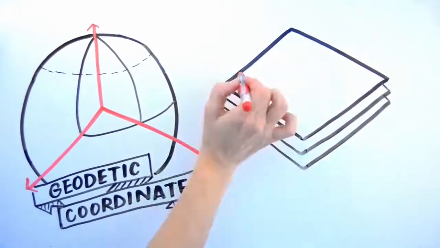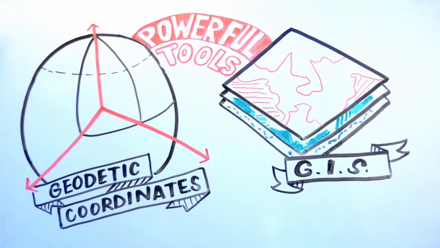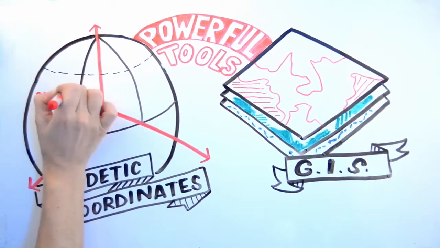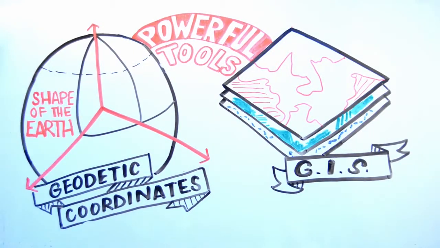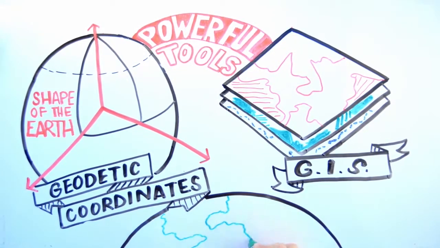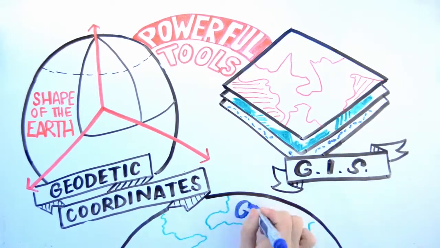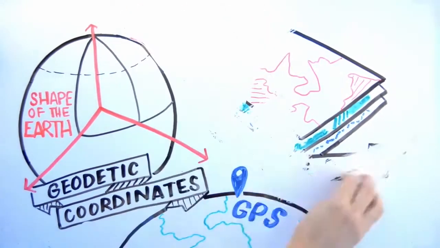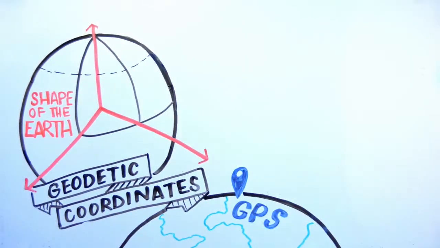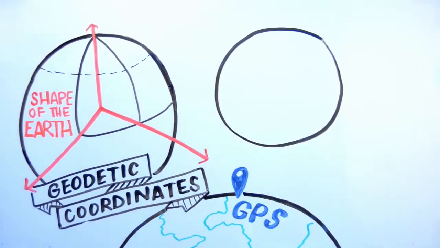Geodetic coordinates and GIS provide powerful tools for planning and managing construction projects. A geodetic coordinate system takes into account the shape of the Earth and provides for the use of global navigation satellite systems, such as GPS. Defining parameters include reference datum, units, and map projections.